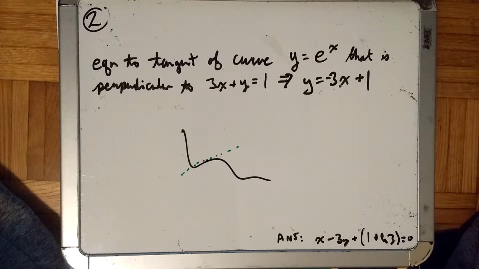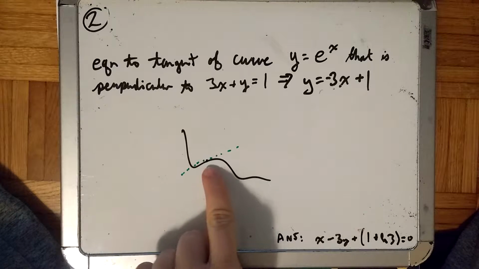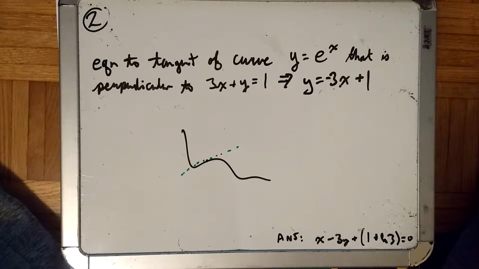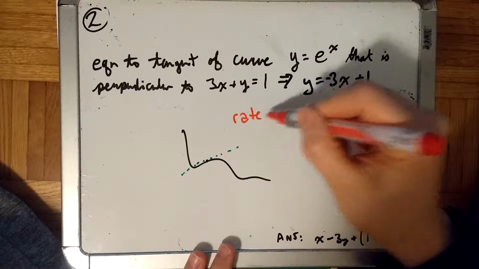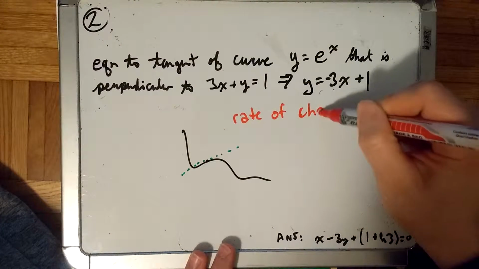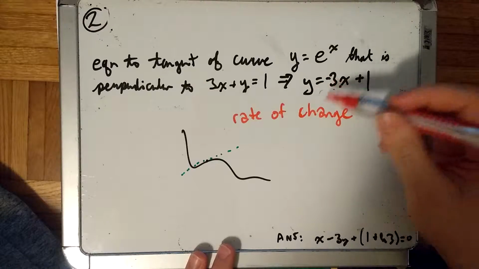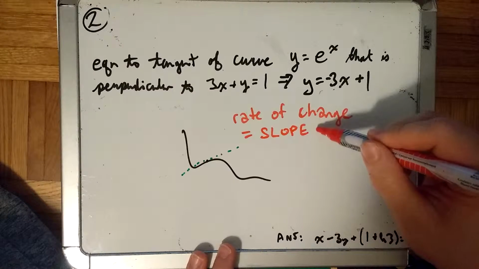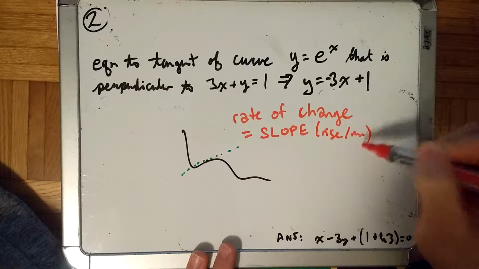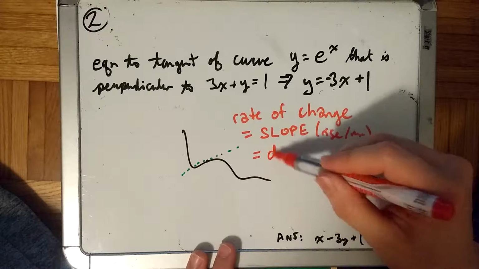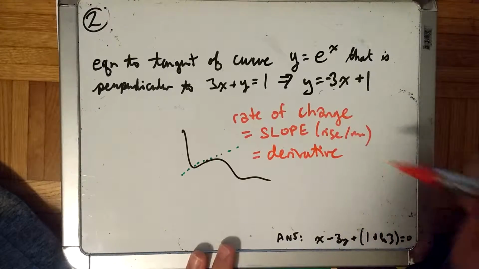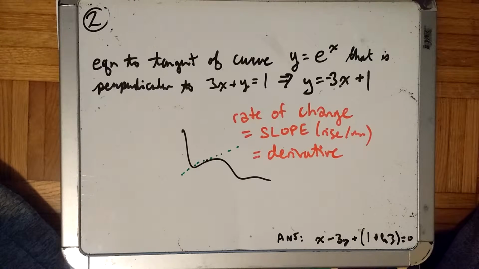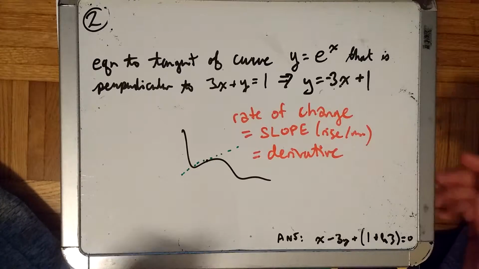So the tangent, you should be saying, is basically the rate of change at that point. And when you think rate of change, you should be thinking of a couple different things. Rate of change is equal to the slope, i.e. the rise over run, and is equal to the derivative as well. The derivative of the function also basically finds the rate of change of the function at a given point. Okay, just like how we found in question 1.